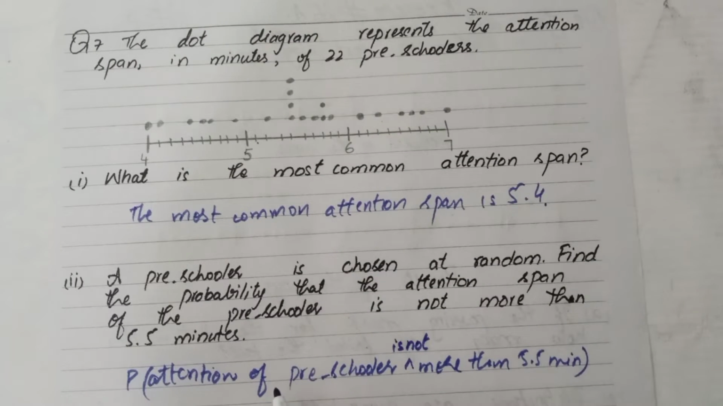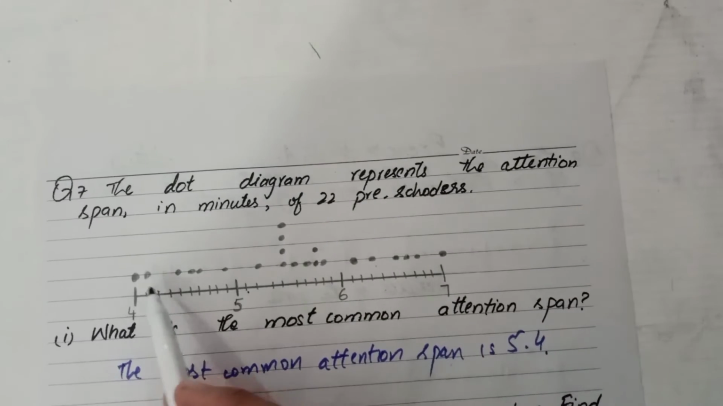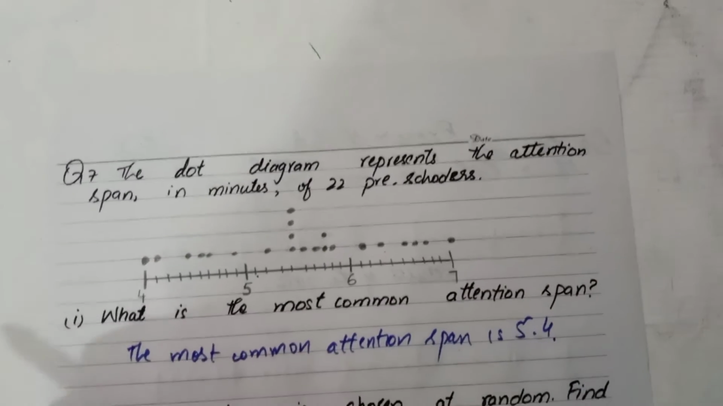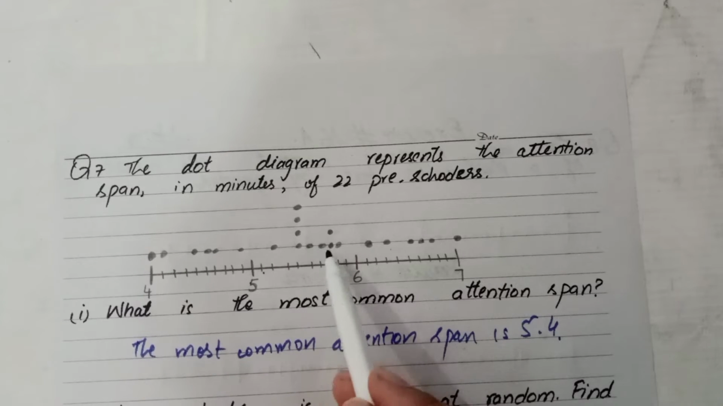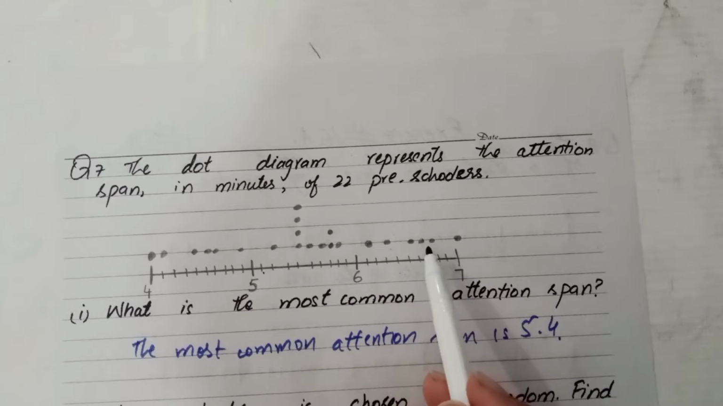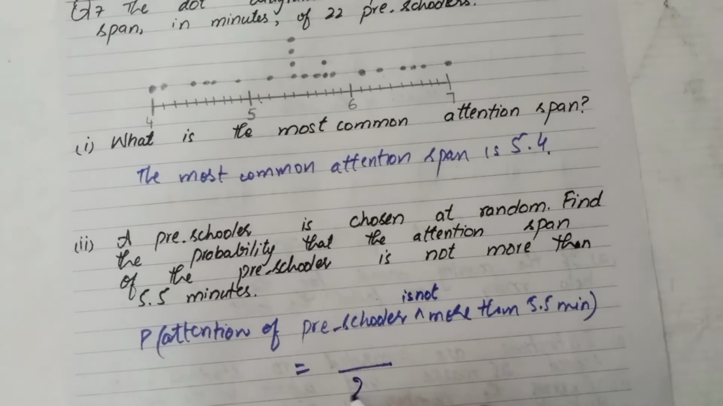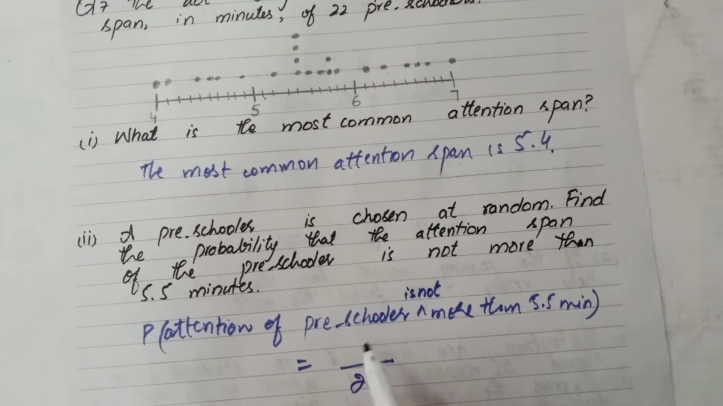Now, students, we have to find the probability that the attention span of a preschooler is not more than 5.5 minutes. In the probability, we first write the favorable outcomes divided by the total number of possible outcomes. We know that the total number of possible outcomes is 22: 1, 2, 3, up to 22. This is 22, and now we have to write the favorable outcomes.